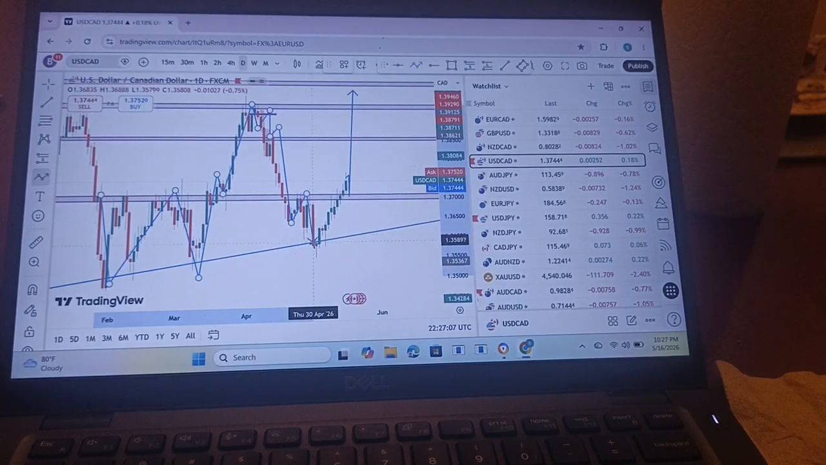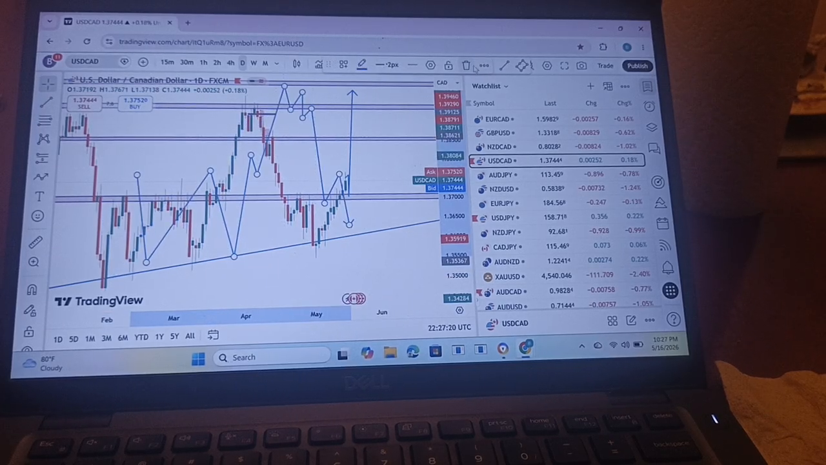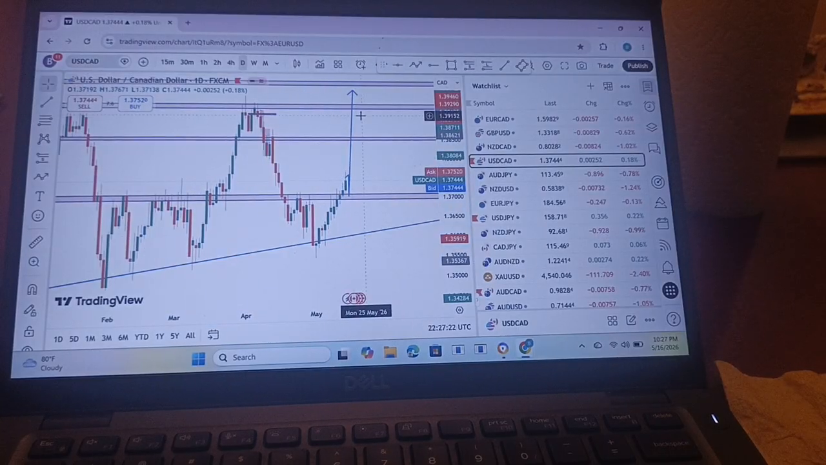See, we formed a double top, sorry, a double bottom back. Then we broke the structure, and we wait for the retest and buy. So now this is what we wait for. We wait for the proper retest next week before we buy.